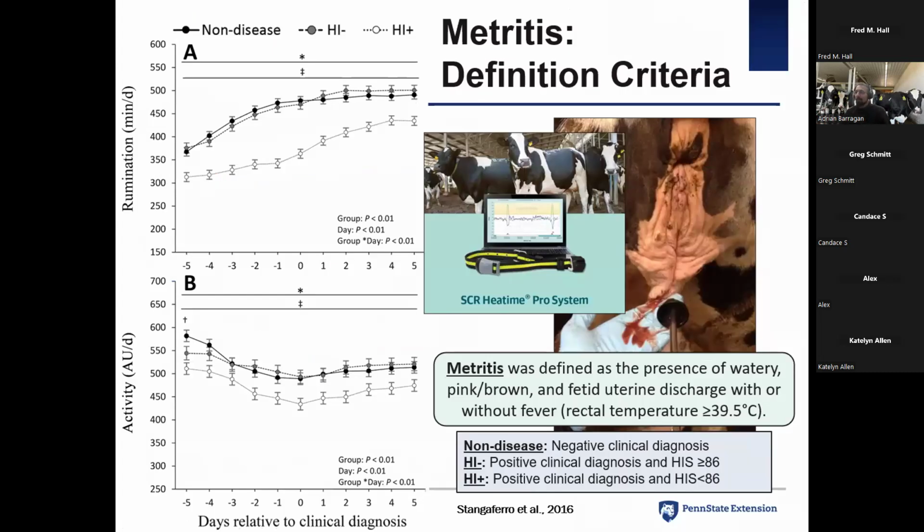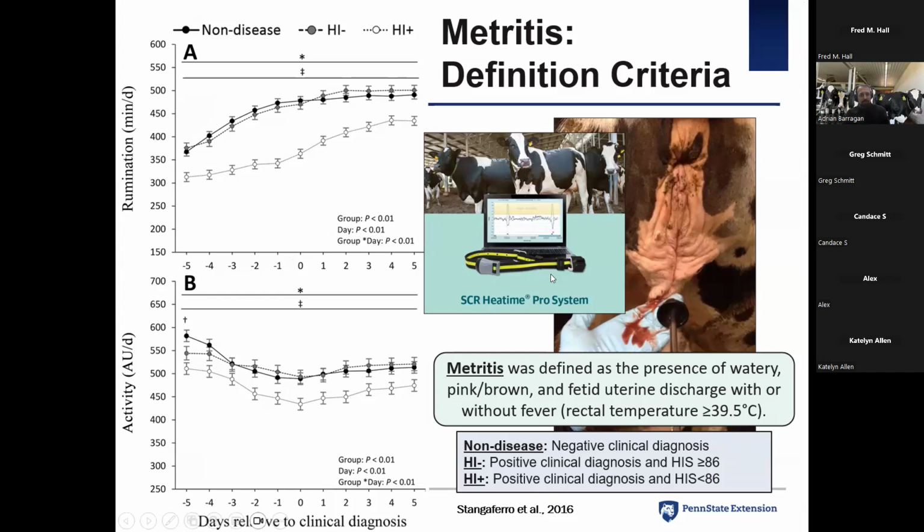All right. So now, what about different activities? When we think about the definition, what about the activity monitors and how they basically come up with or diagnose or flag these animals? This is a really nice study from Dr. Giordano's lab. Matthias Stangaferro was the first author here. And in this study, they have rumination and activity from the CR system.